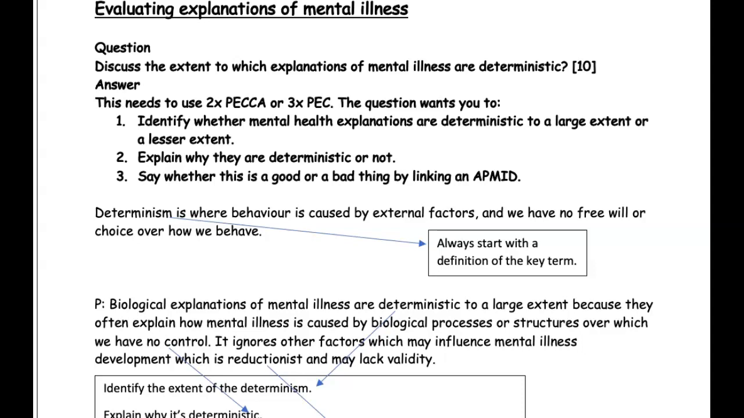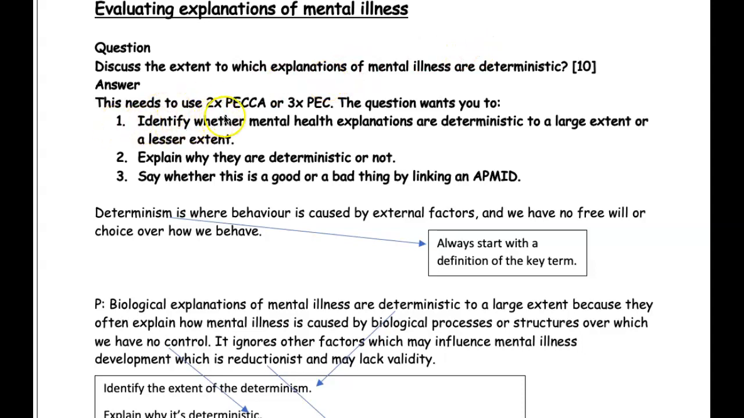Hi, this is a little bit of a tutorial for you with regards to evaluating explanations of mental illness. This is for component 3 of the OCR Psychology A-level exam. Okay, so here's the question: discuss the extent to which explanations of mental illness are deterministic.